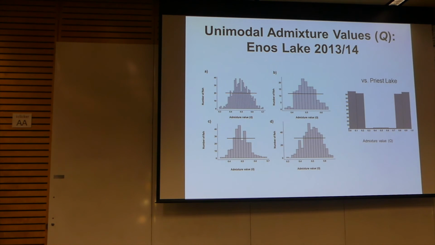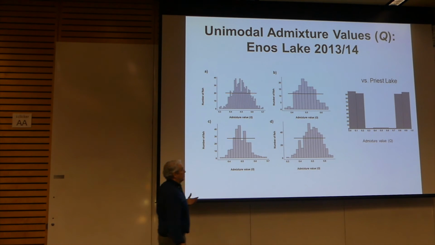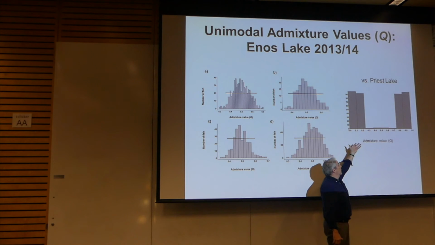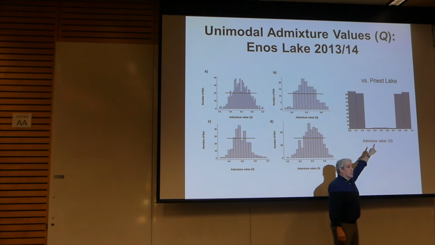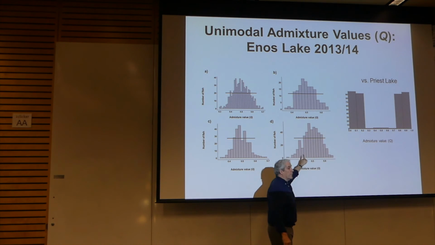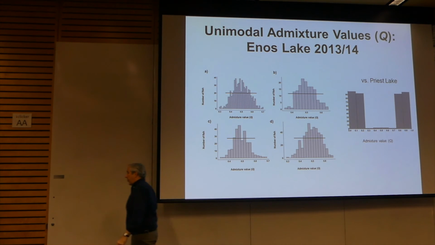Now look at Priest Lake, where we have these intact species pairs, shown in a different way. You can see by far most of the fish are either strongly one type or strongly the other type. So this situation in Priest and the other two lakes has morphed into this situation. And we think it's because of this variation.